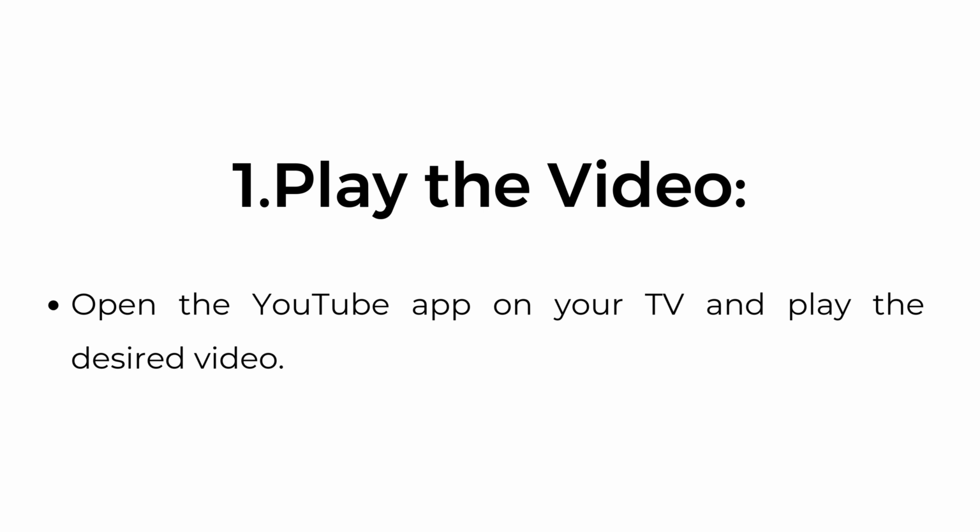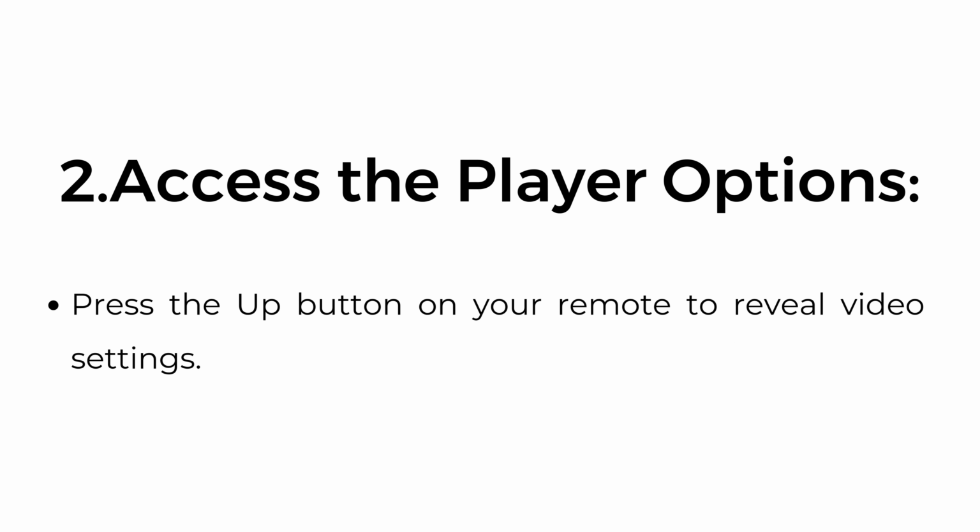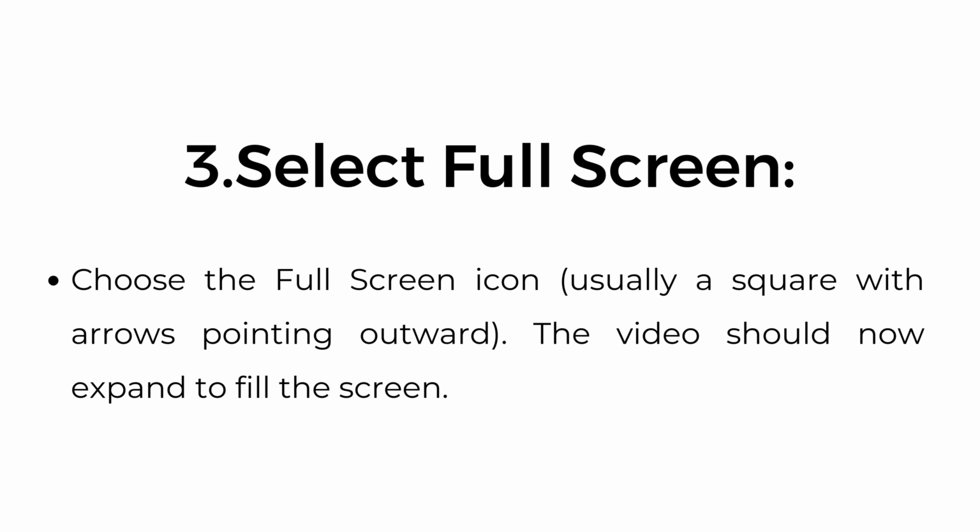Play the video. Open the YouTube app on your TV and play the desired video. Access the player options. Press the up button on your remote to reveal video settings. Select full screen. Choose the full screen icon, usually a square with arrows pointing outward. The video should now expand to fill the screen.